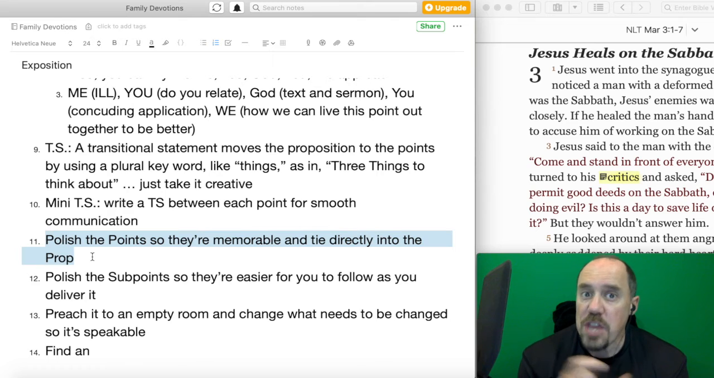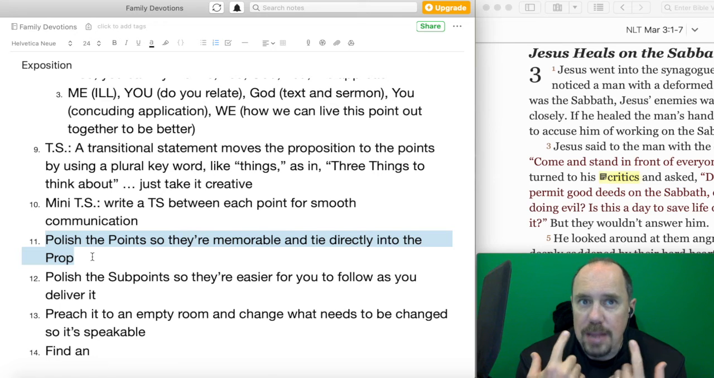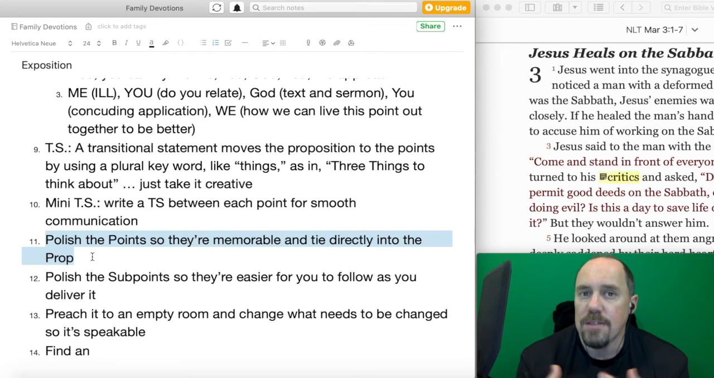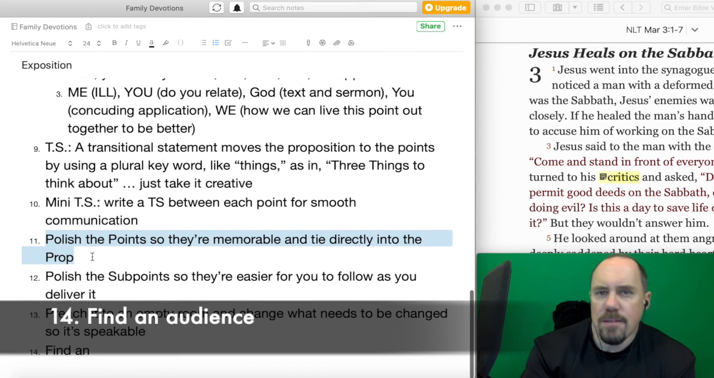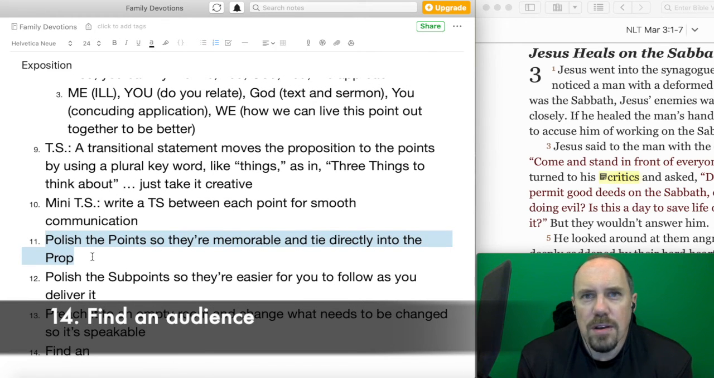They're written with cues, and they're just huge cue cards almost, in order to let the pastor know this is the way I have to communicate this in an audible form. They're not written to be read by somebody. They're written with cues in it to tell the pastor or the communicator, this is what I need to say and the emotion behind it, how I need to set my face. Do I need to be relaxed? Do I need to be energetic? It's all cues in there about presentation. So it's not meant to be read by anybody else. Polish the subpoints so they're easier for you to follow. Preach it to an empty room, and then find an audience, man, because it's your turn to go for it.